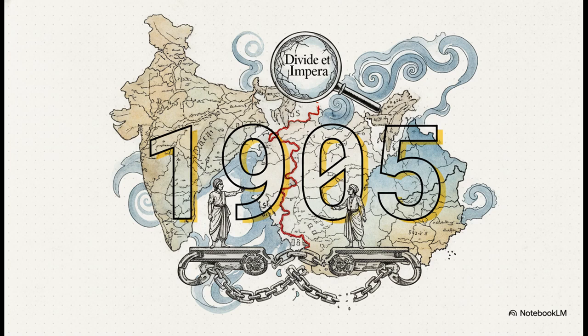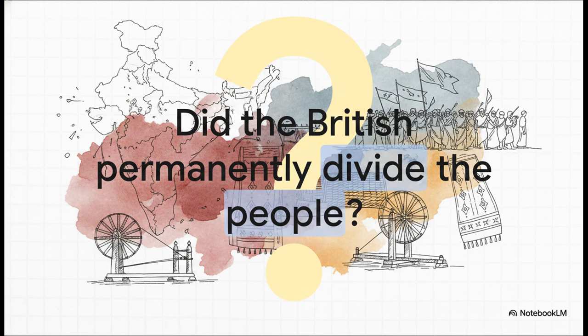And that deadline brings us to this incredibly critical date, October 16, 1905. This was the exact day the illusion officially became reality. The map of India was fundamentally altered, the partition went into effect, and the province of Bengal was formally cleaved in two. So the British successfully divided the land, but did they permanently divide the people?